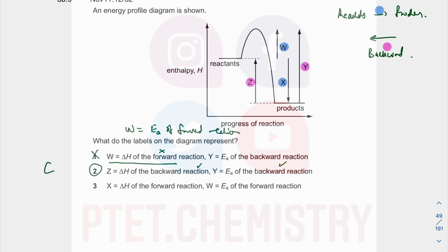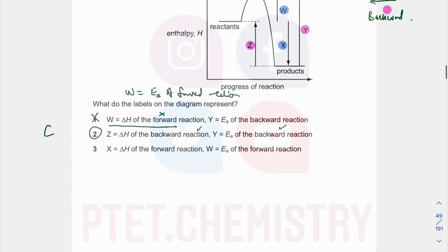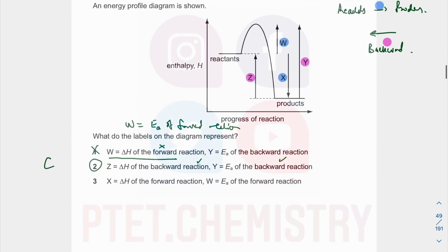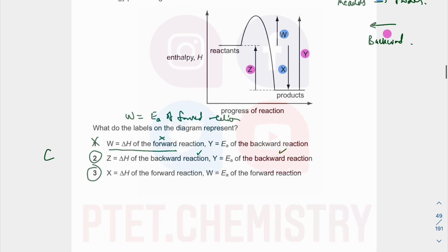You can only be left with option C, which is 2 and 3 are correct. Okay, X is equal to the enthalpy change of forward reaction from the start to the end. Okay, so that is X being enthalpy change of forward reaction. Activation energy of forward reaction is from the reactants to the top of the peak, so that is W. So in fact that is correct as well.